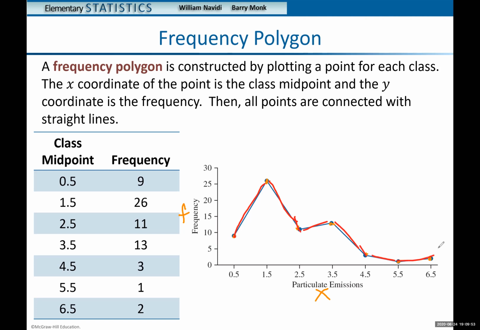By the way, I'm going to add something, because you will see this in most statistics books. What do you mean by polygon? What is a polygon? Multi-sided. Multi-sided. What else? Is a square a polygon?